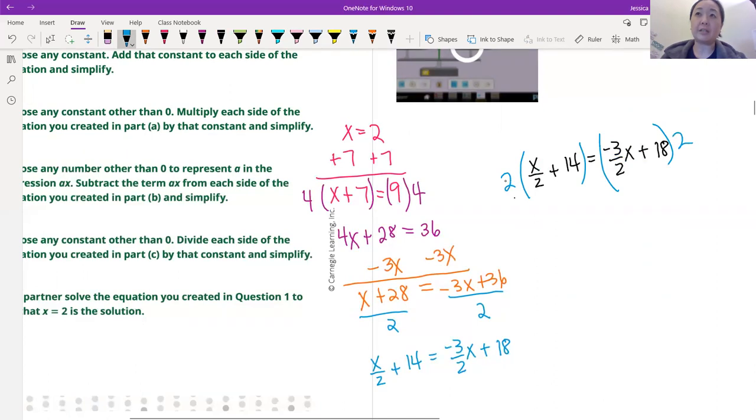All right. So again, 2 divided by 2 is 1, right? And 1 times x is just x. All right. 2 times 14 is 28, is equal to 2 divided by this 2 is going to be 1 times that by negative 3 here. Give me negative 3x, or in other words, the 2's just cancel out. And then plus 18 times 2, which is 36. Doesn't this look kind of familiar?